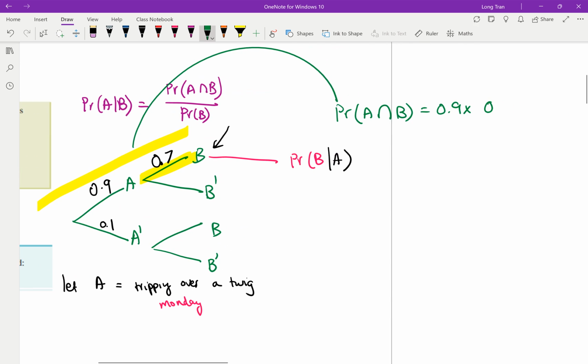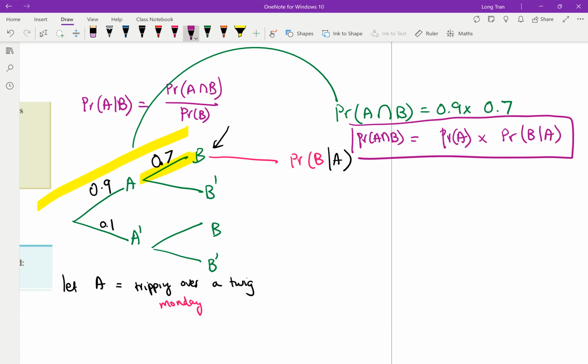And what you're doing here, you're actually writing down the probability of A times the probability of B given A. Can you see what I'm doing there? This is where your multiplication rule came from. Can you see where that idea comes from? Because that's what that is.